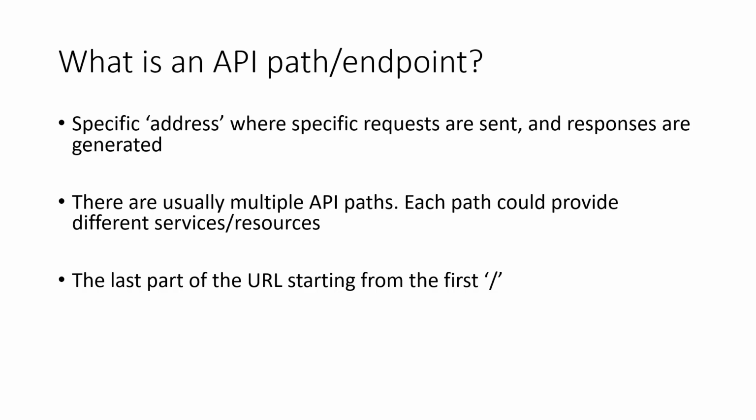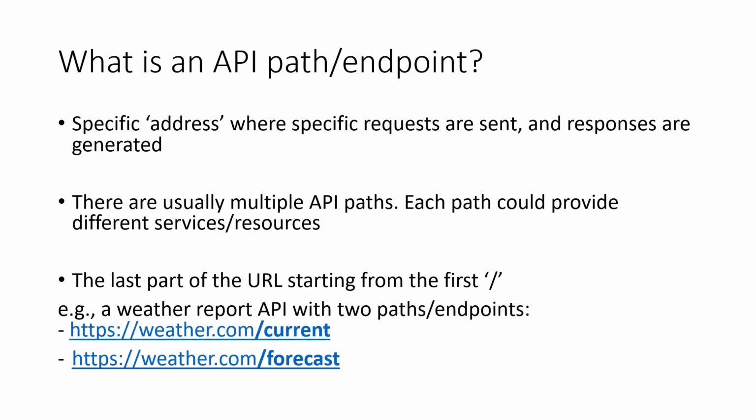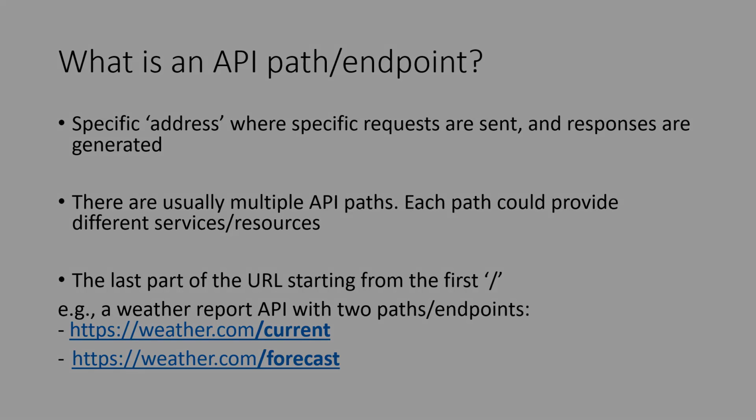For example, a weather report API may have two paths like below. One ends with /current, providing current weather data. The other path of /forecast, providing weather forecast data. As for our discussion forum website, we'll build a users path for communicating about users' information. Let's go to PyCharm to do this.